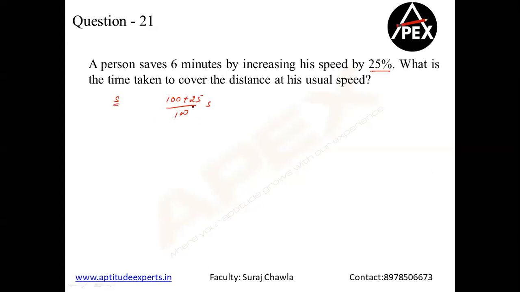Clear? So in a way, if you start understanding, he is traveling at 5/4 of the usual speed. If he's traveling at 5/4 of the usual speed, the time taken becomes 4 by 5 of the usual time. Now the shortcut says subtract the numerator from the denominator. So that becomes 1 by 5 t is equal to, he's saving how many minutes? 6 minutes. So the value of t is equal to 30 minutes. This becomes the shortcut.